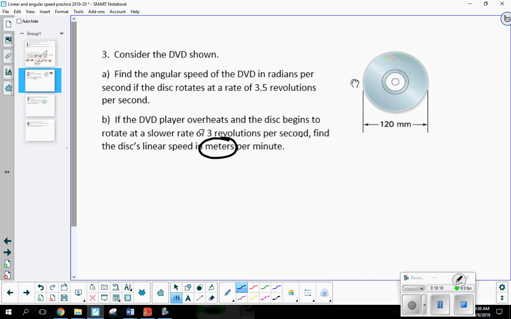Let me go ahead and give you 4 minutes. This is definitely a good time to talk with your buddy, especially if you're having trouble. See if they're setting up the problem the same way. Are we getting the same answer? If we're not, let's talk about why that is.